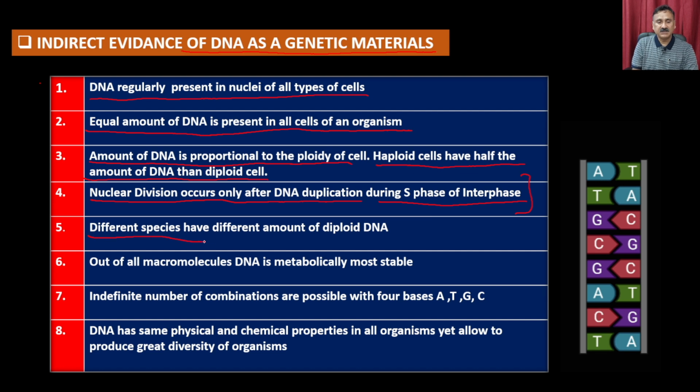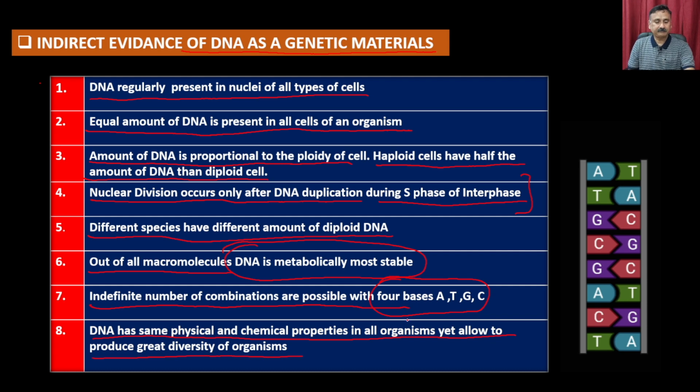Then, different species have different amounts of diploid DNA. Out of all macromolecules, DNA is the most metabolically stable molecule, and that is the first criterion: the genetic material should be very stable. An indefinite number of combinations is possible with the four bases, A, T, G and C. DNA has the same physical and chemical properties in all organisms, yet allows great diversity of organisms. So it was clear that DNA is the genetic material, right?